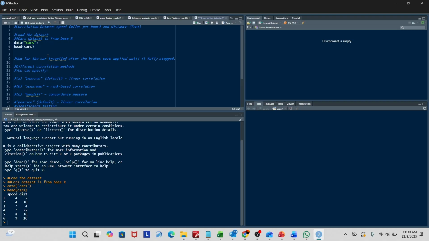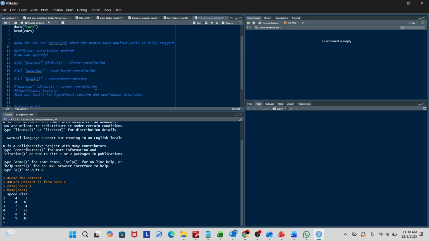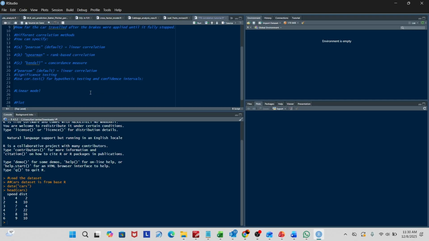There are different correlation methods. The first one is Pearson correlation, which is the most common one that is mostly used, which is linear correlation. We also have Spearman, which is rank-based correlation, and we also have Kendall, which is a concordance measure. But for this tutorial, we will only look at Pearson correlation. So our idea is to see what is the relationship or the influence of speed on distance.